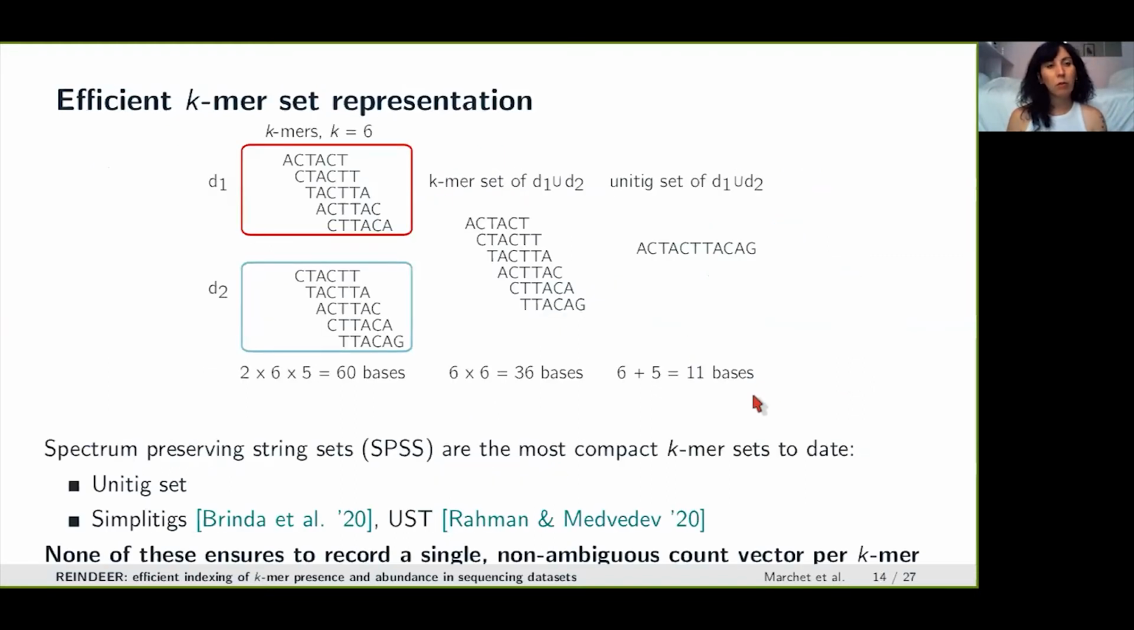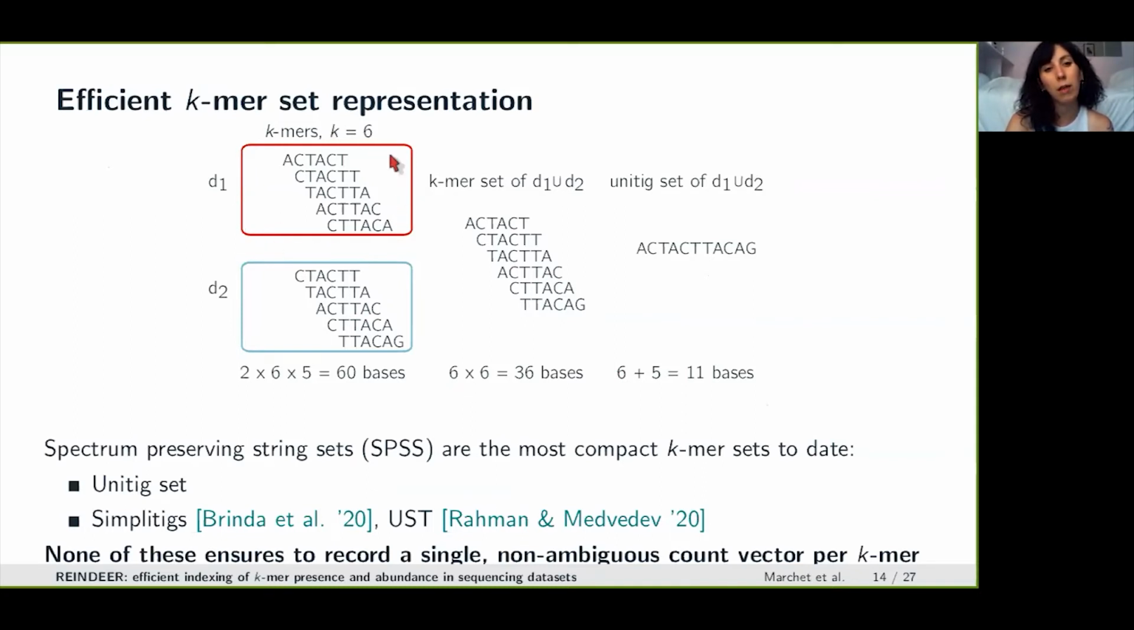So first, about indexing the k-mer set. This relates to recent literature about spectrum-preserving string sets. Spectrum-preserving string sets are string sets that represent exactly the information in a set of k-mers. And you can easily see that there are different ways to represent the information of a set of k-mers. So let's start with this example.